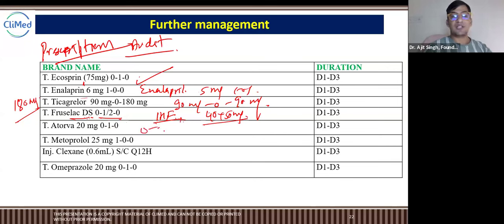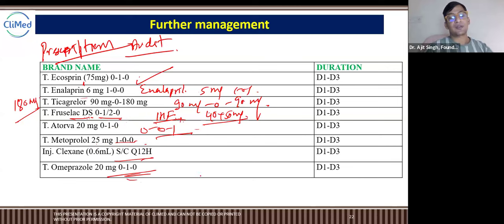Atorvastatin must be given in the night. Why must it be given in the night? I think we have talked about it in the NAFLD class. Statins work best in the night, when lipid synthesis is highest, in the midnight, right? Metoprolol, 25 mg. Okay. Clexane.